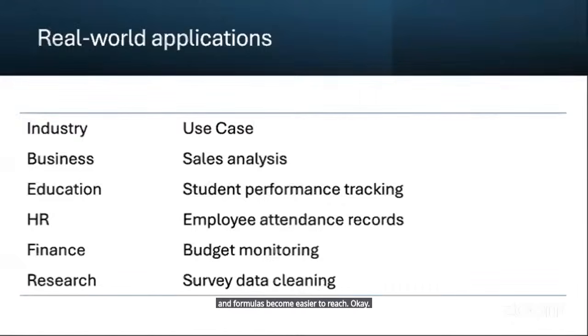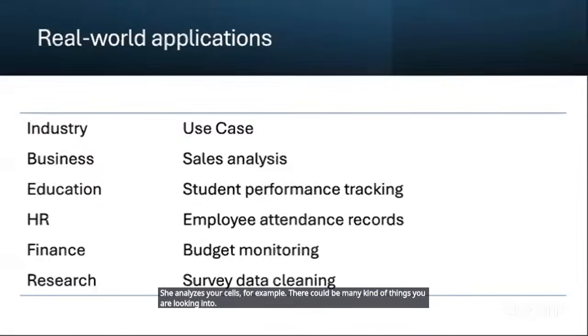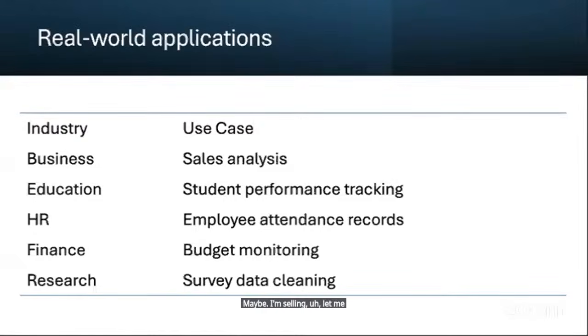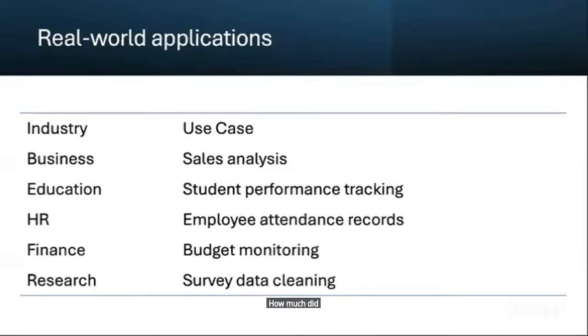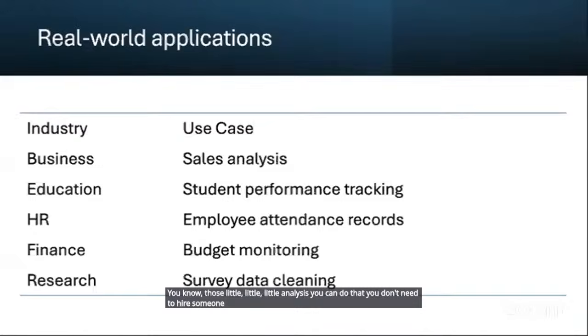Okay, this is a real-world application just brought in here of what I've just said: sorting, filtering, and using your tables. If you're analyzing your sales, for example, there could be many kinds of things you're looking into. Maybe I'm selling, let me say, shoes. Who bought more, men or women? It's just one example. Those buying, are they from where? Are they mostly from Shomolu? Are they from Lagos? Or did they buy online or physical? How much did I make last month and how much did I make this month? What's the difference? Those little analyses you can do, that you don't need to hire someone you pay millions to do for you.